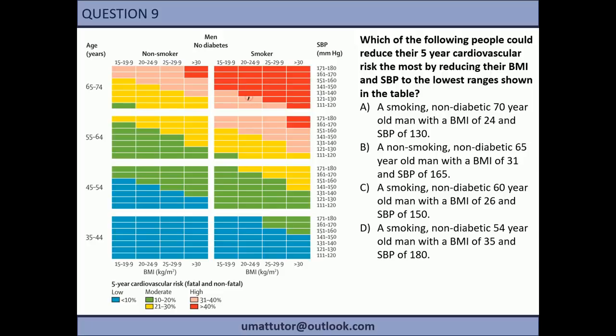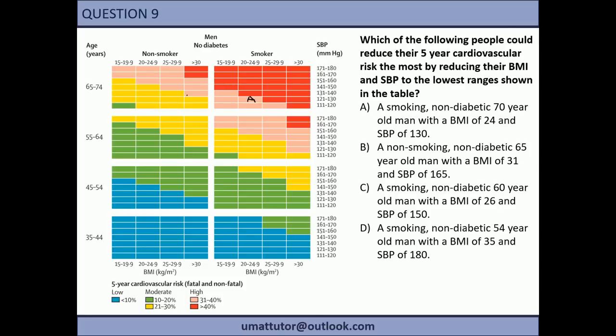So I'm just going to write in A, just to say that this is where option A, or the person described in option A, is currently sitting. B, same process, so non-smoking, looking at the left-hand side, 65-year-old, again, top square here.